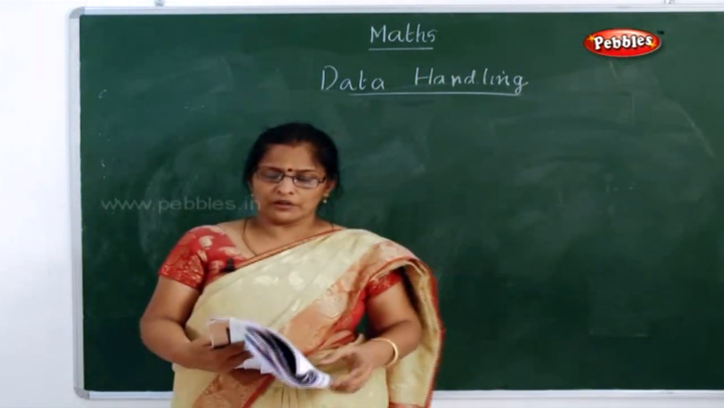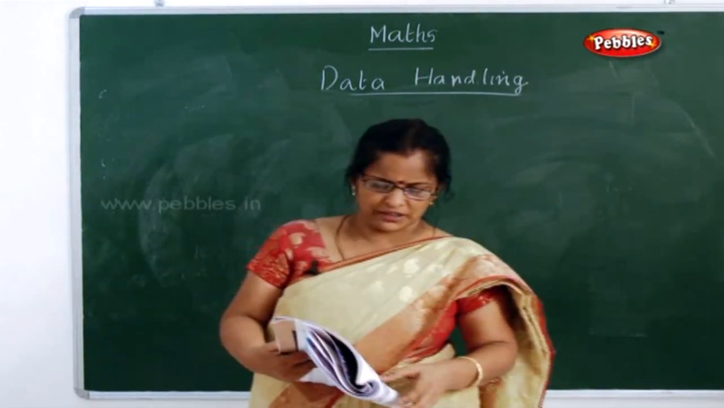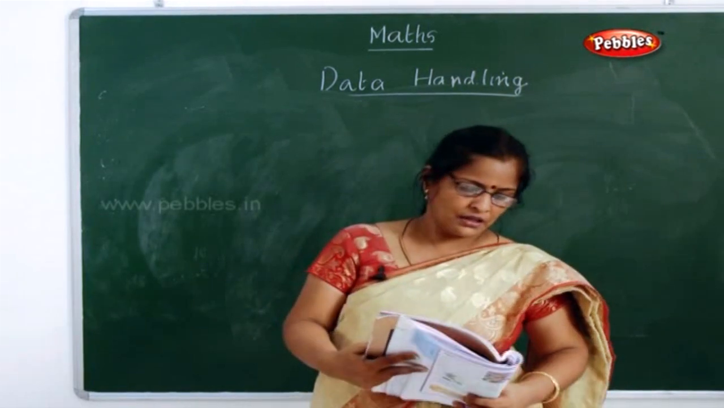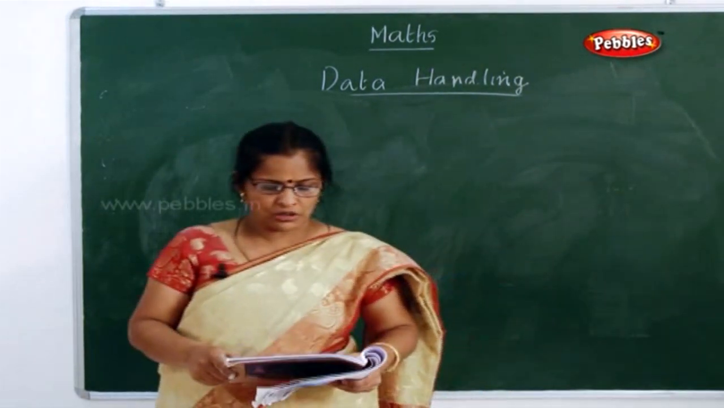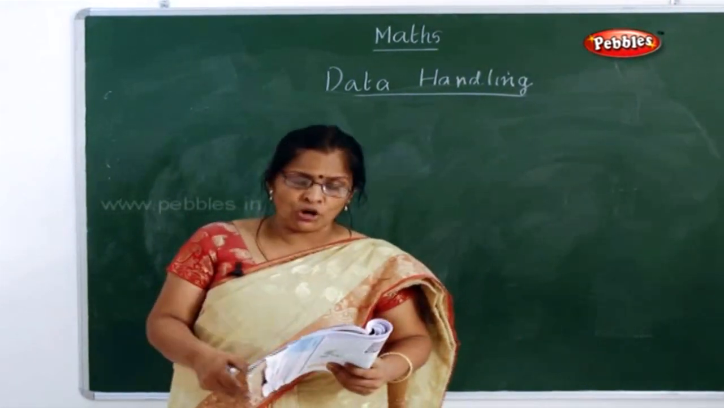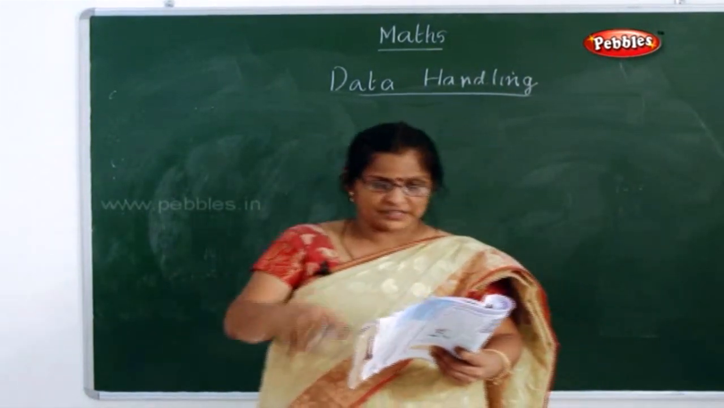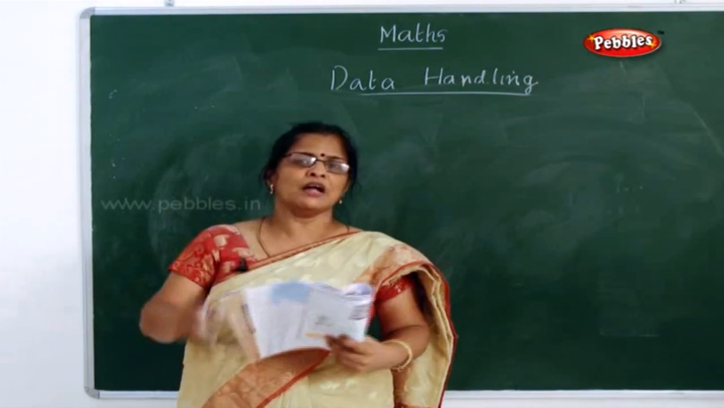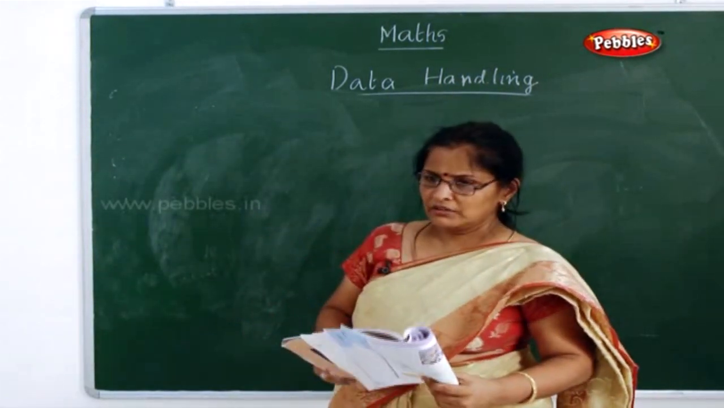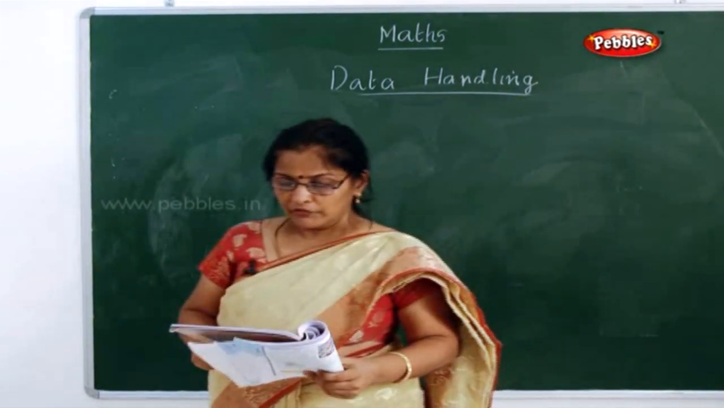Ask about your favorite TV channels. There are so many TV channels they would like to watch. Now in your book they have given Animal Planet. Find out from your 10 friends how many like Animal Planet. Then write the number there with the tally mark.